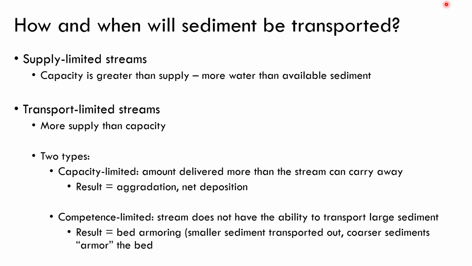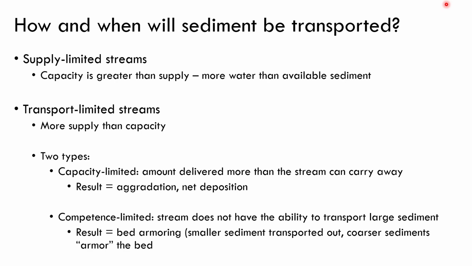Generally in a transport limited system, we talk about capacity limited versus competence limited. Capacity limited is when the amount delivered is more than the stream can carry away. This is the landslide example, or the glacier example, where there's more sediment than the river can carry away in a reasonable amount of time. The other aspect of transport limited is competence limited.